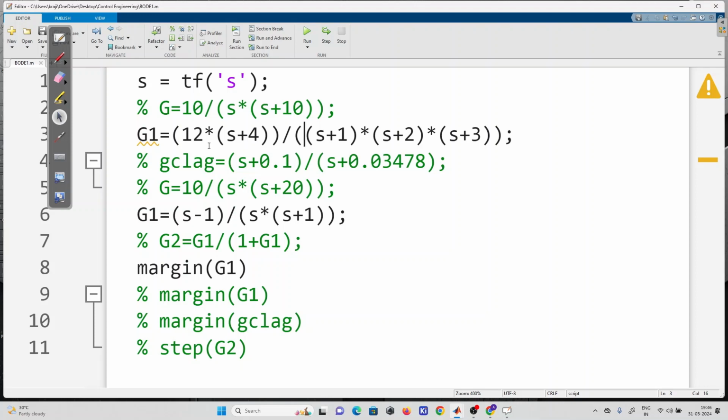I think some mistake is there. S into 12 into (s plus 4), (s plus 1), (s plus 2), (s plus 3). 12 into (s plus 4). Okay, here two things I have kept now. Control R.